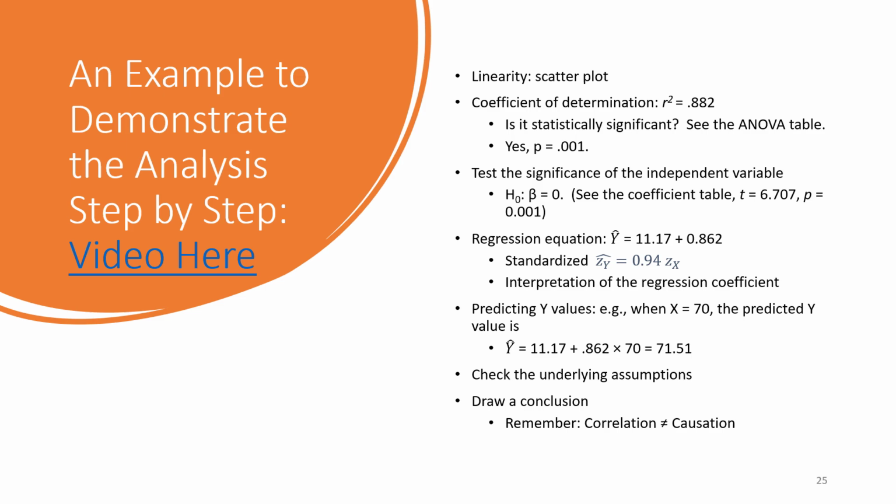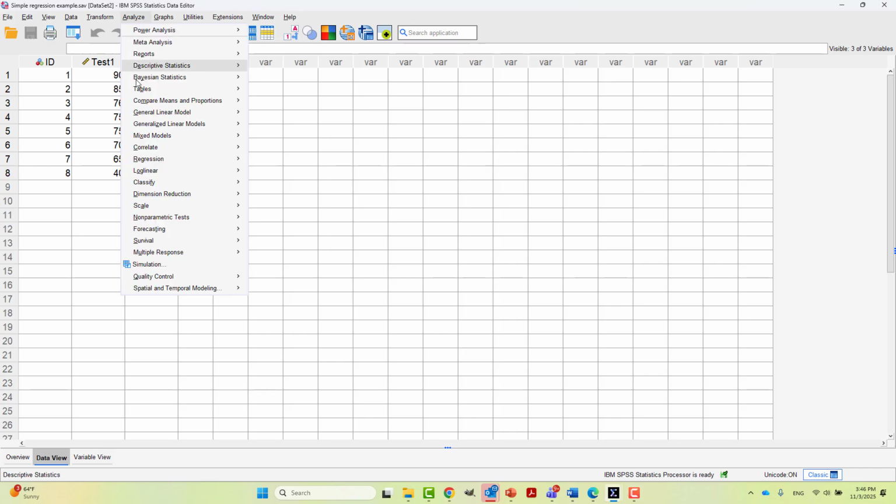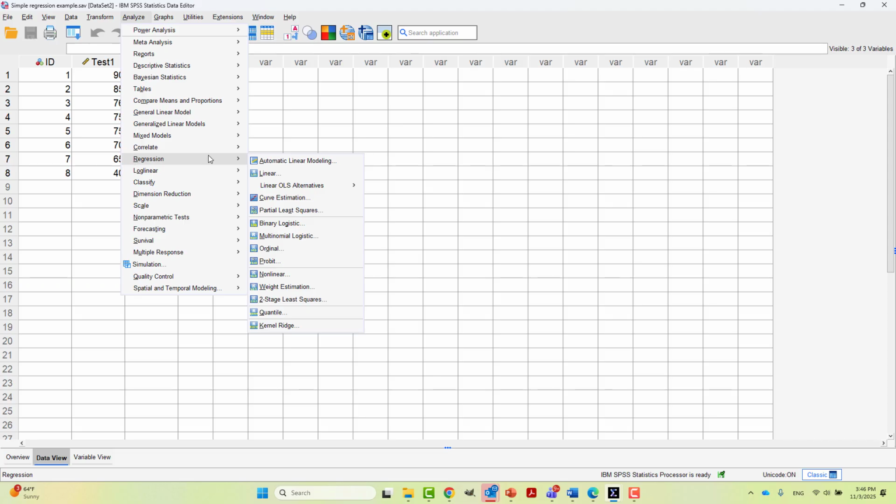I have a separate video tutorial to show you how to run simple linear regression in SPSS. Here is a summary of the regression analysis based on the test score example. First, use a scatter plot to verify the linear relationship between x and y. Then, run the regression in SPSS by going to Analyze, Regression, and Linear.